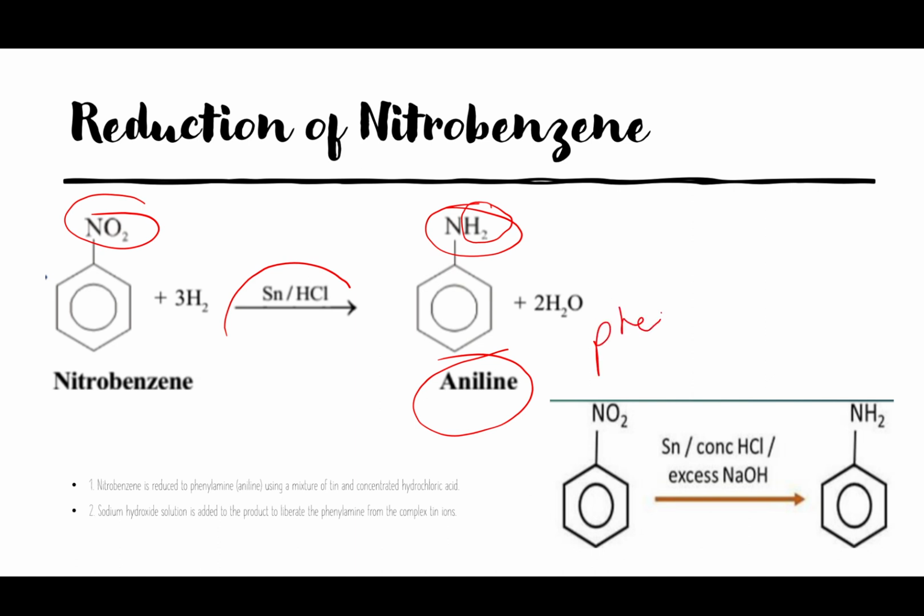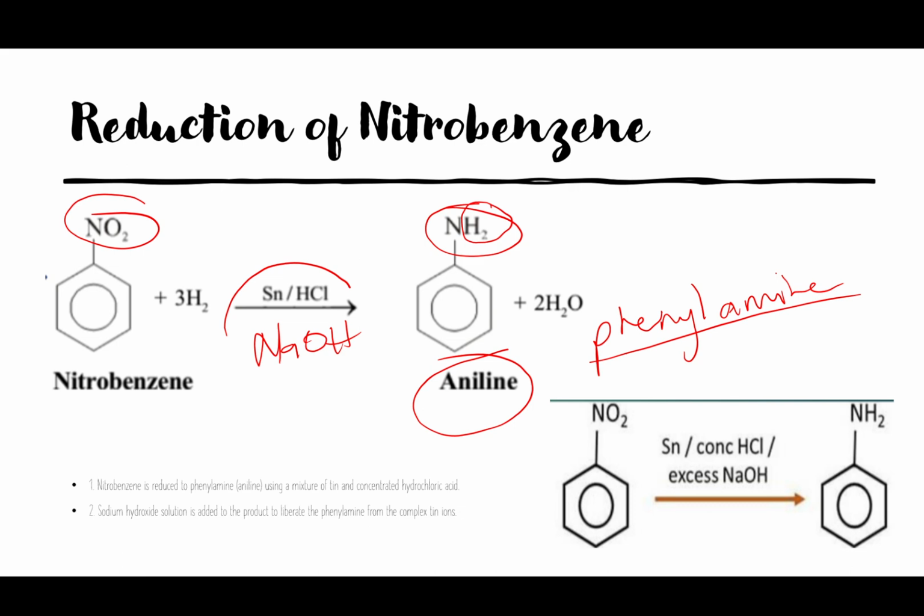So let me write it: phenylamine, or what we call aniline. It's a mixture of tin and concentrated hydrochloric acid that gives us this. It must always be in the presence of a base as well. So NaOH is important for the creation and the liberation of the product. The sodium hydroxide is important for the liberation of phenylamine from a tin complex.